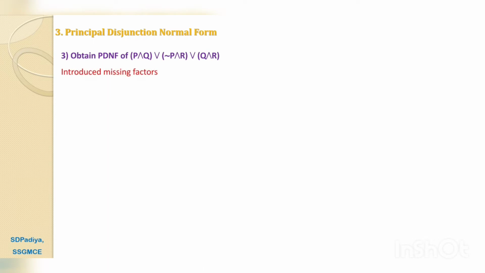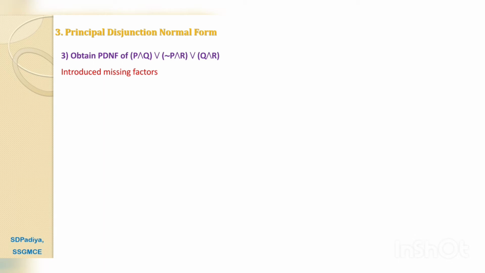Third is to obtain PDNF of P and Q, or in bracket not P and R, or Q and R. Again, P and Q is an elementary product term. Second, not P and R is an elementary product term. And third, Q and R is also an elementary product term. And these three are connected by the sum, means it is already a sum of product. If it is already a sum of product, then start with the fourth rule, that is to introduce the missing factors. In the first term P and Q, R is missing.